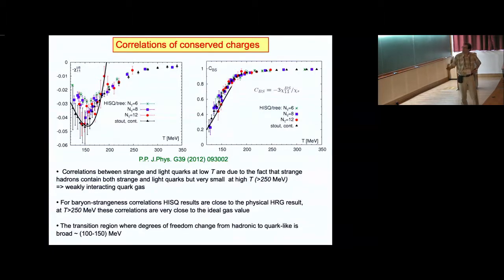Note, however, that this transition from hadronic description to quark-like description doesn't happen instantaneously. It's a smooth transition, and there is this region in temperature which is 100 to 150 MeV wide, where, of course, it's neither a quark gas nor a hadron gas.